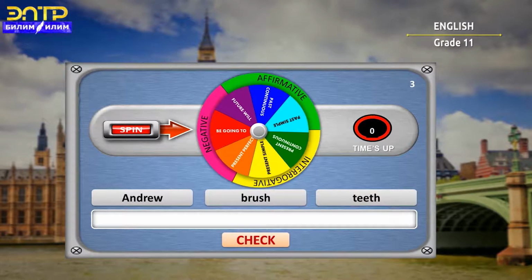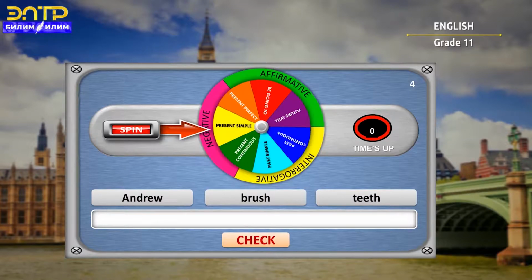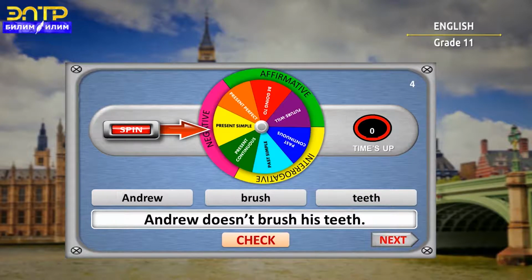It is to be going to in the negative sentence. Let's check. Andrew isn't going to brush his teeth. It is a present simple in the negative sentence. Let's check. Andrew doesn't brush his teeth.